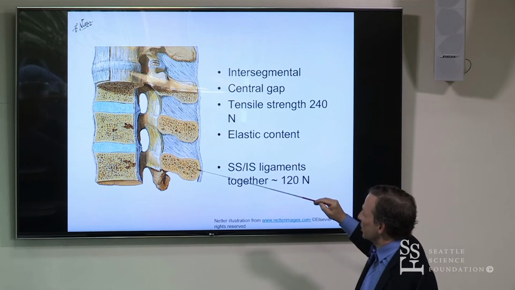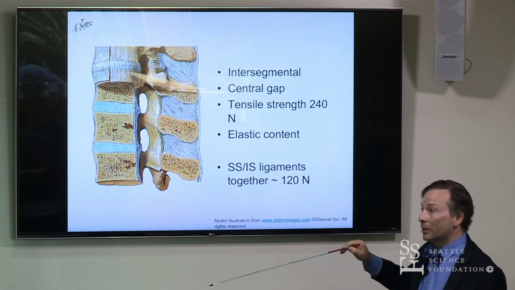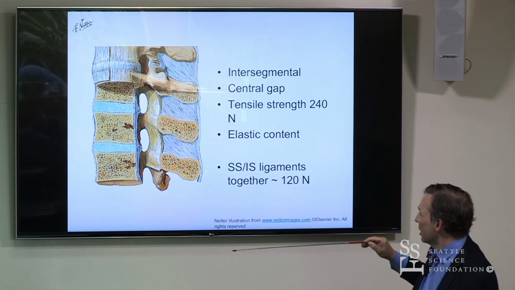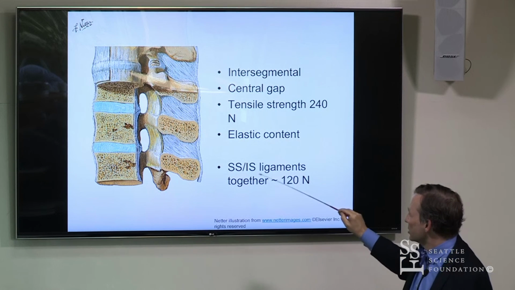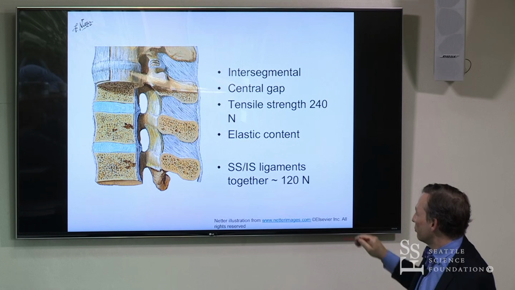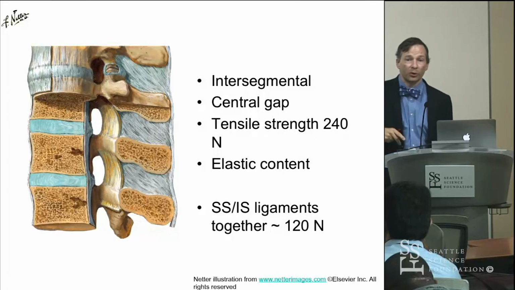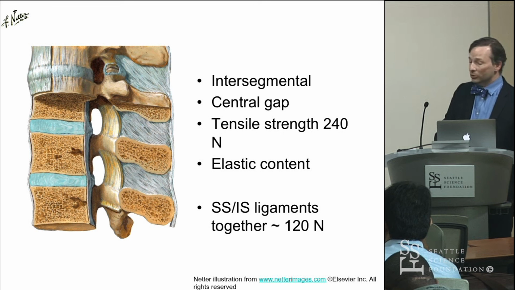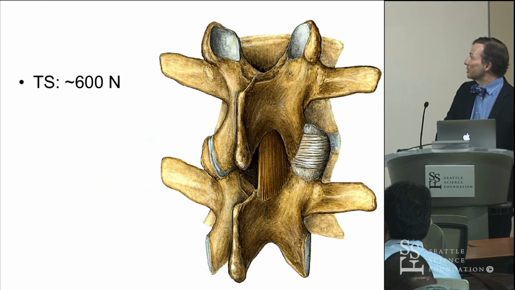So supraspinous ligament, remember, becomes the nuchal ligament in the cervical region. Interspinous ligament is not as defined there. The two of these ligaments together have a combined tensile force of about 120 newtons. So in some cases, it might make sense to try to reconstitute those surgically for stability at these regions.